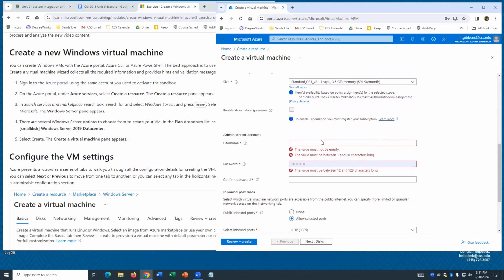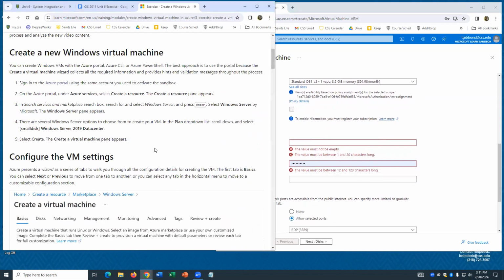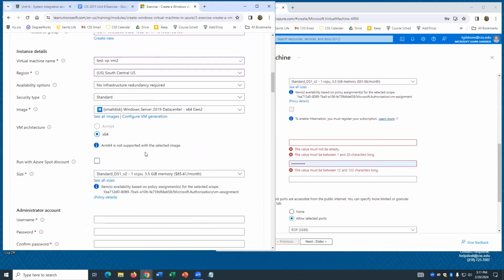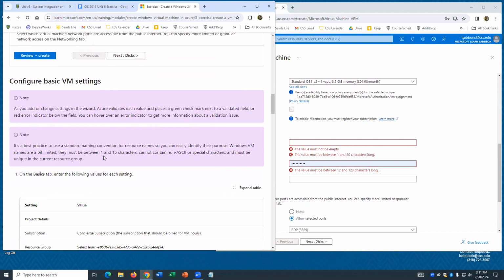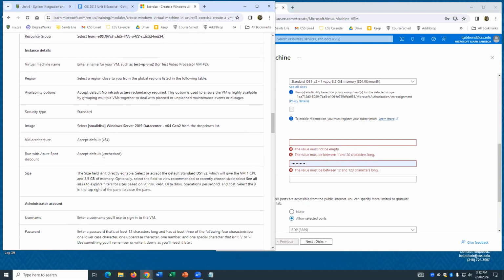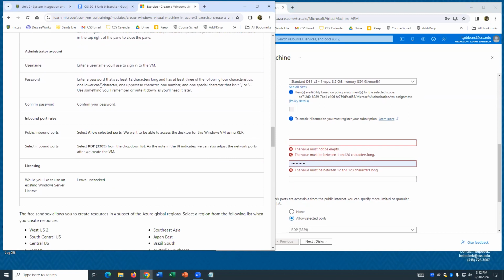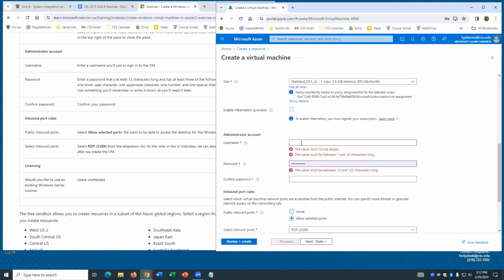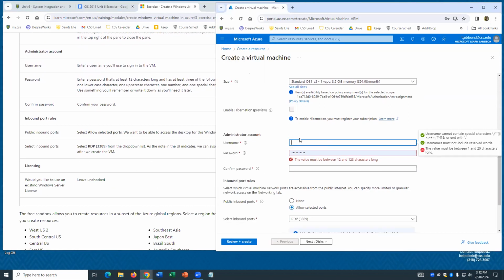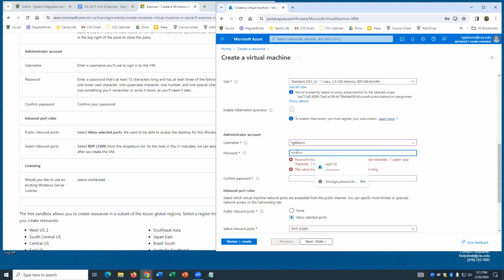Okay, now the username and password we'll enter. Let's see if they tell us. Okay, yeah, they just said enter what you want. So you might want to note this. You'll need to remember this. I'm just going to type in T Gibbons as my username and my password, I think I'll say T Gibbons 1234.